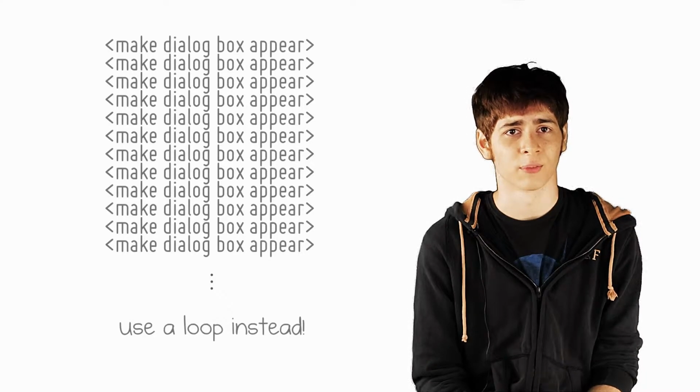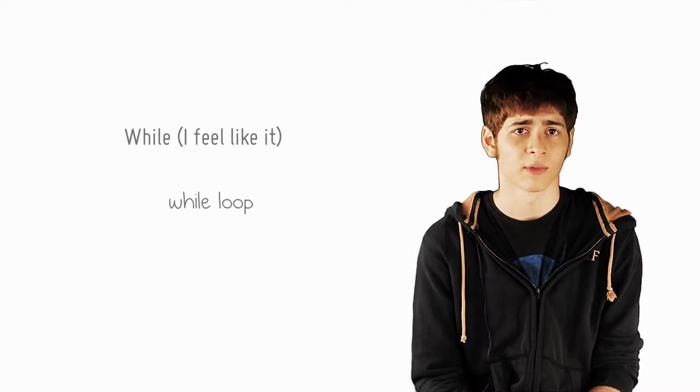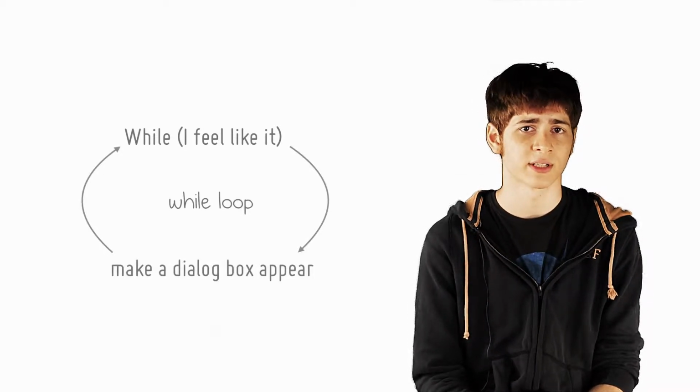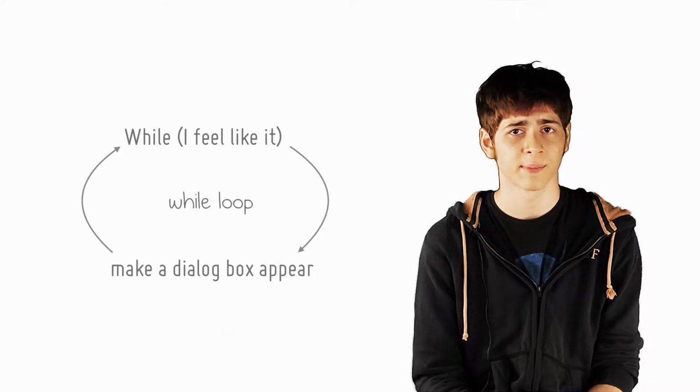The most basic form of loop is called the while loop. In plain English, that means while something, do something. While I am hungry, eat food. While I am brushing teeth, move hand left and right. While I am sleeping, dream.